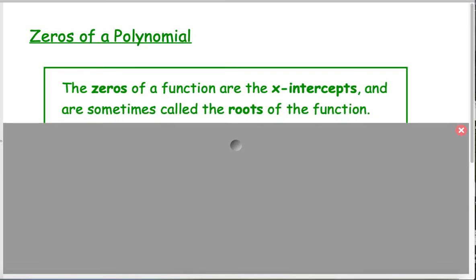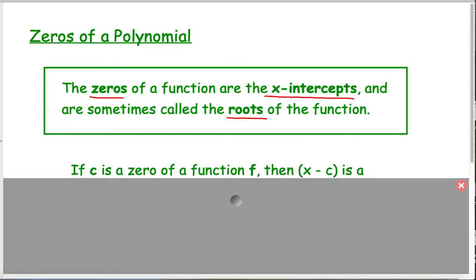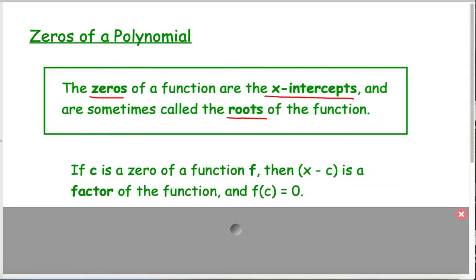How about the zeros of a polynomial? Now, I've mentioned already, the zeros of our function are the x-intercepts, and sometimes they're referred to as the roots. So all of those terms, zeros, x-intercepts, roots, all mean the same thing. Where does the graph cross the x-axis? If c is a zero of a function f, then x minus c is a factor of the function, and f of c is going to equal 0.